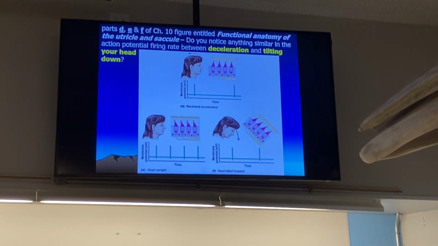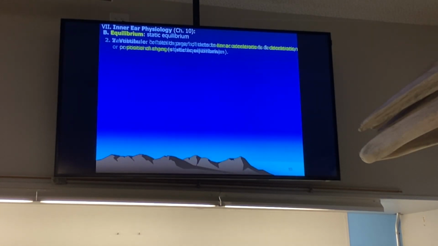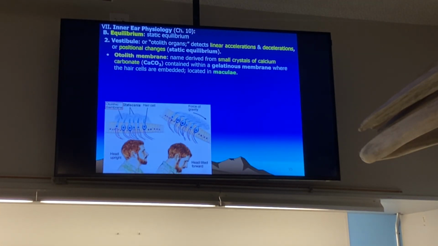And again, all you have to do is tilt your head, and you can make this otolithic membrane just sloop one way or another way. Everybody got it? But it requires gravity. If you don't have gravity, this slooping doesn't happen. Okay? And it's located in the maculae.